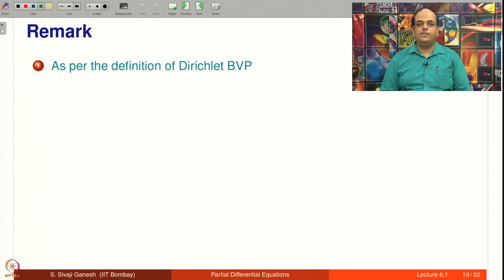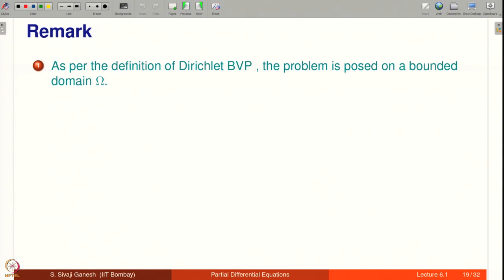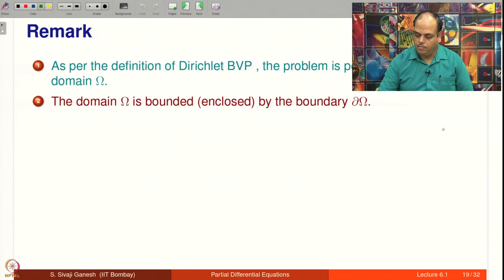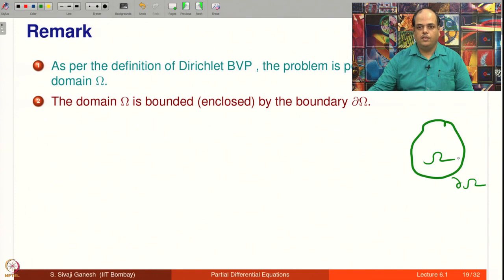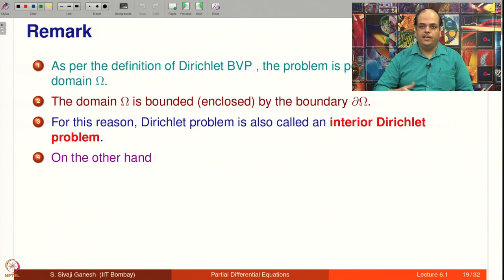Remark. As per the definition of Dirichlet boundary value problem, the problem is posed on a bounded domain omega. In fact, the other two boundary value problems are also posed on bounded domains by definition. The domain omega is bounded, means what? Enclosed by the boundary of omega. For this reason, Dirichlet boundary value problem is also called an interior Dirichlet problem. Similarly, the other notions we can say interior Neumann problem, interior Robin problem.